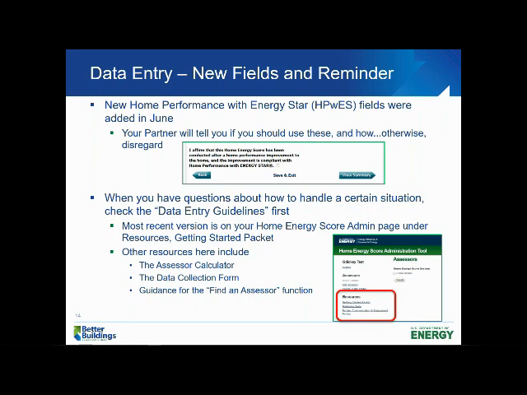If it doesn't, go ahead and email us at assessor@ee.doe.gov, and we use these emails to add guidance. Also, if we get something we haven't already put into the data entry guidelines, an odd situation or a different situation that we don't have in there, we'll add guidance to that as well.